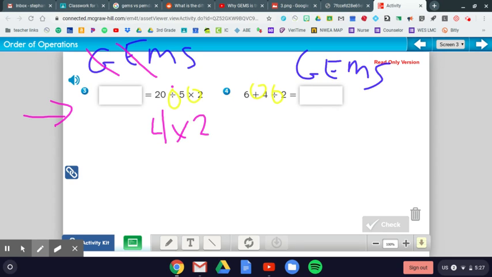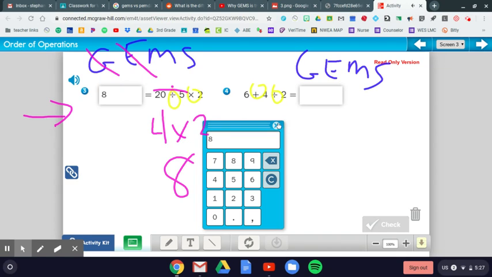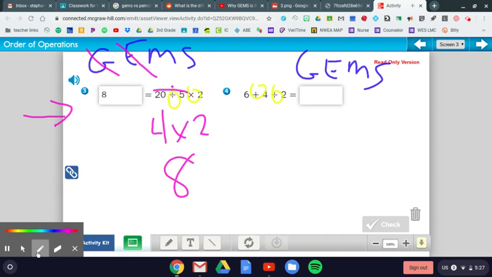Times 2, because I'm not finished. Now I have 4 times 2. 4 times 2 is 8. Doubles fact, 4 plus 4. I think the answer is 8. Let's click on our answer box. I'm going to write 8. How we doing?